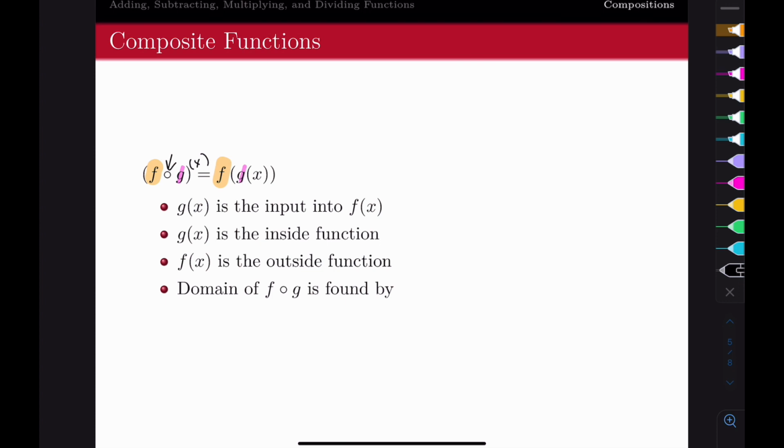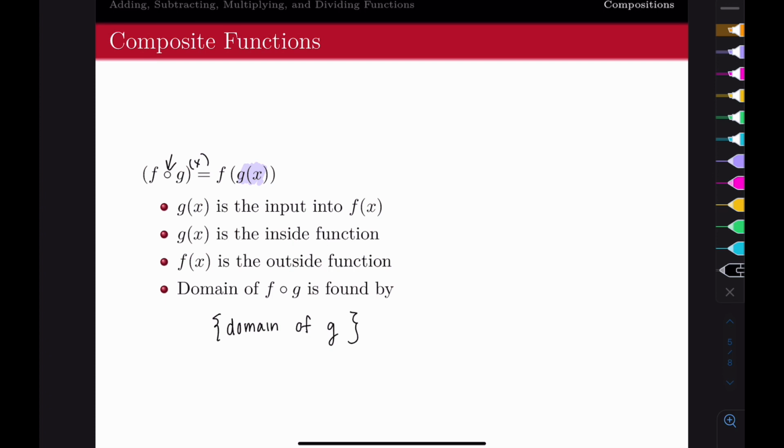The domain for this is found in a very particular way. Only two functions are going to matter, and that's going to be this input. You always start by plugging x into g, so the domain of the inside function is important. So I look at the domain of g. Function f is not going to matter at all in finding the domain.